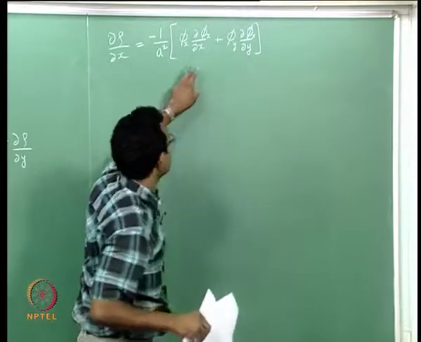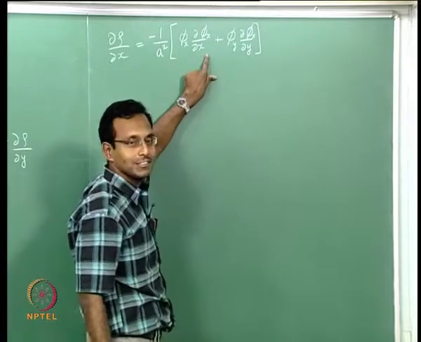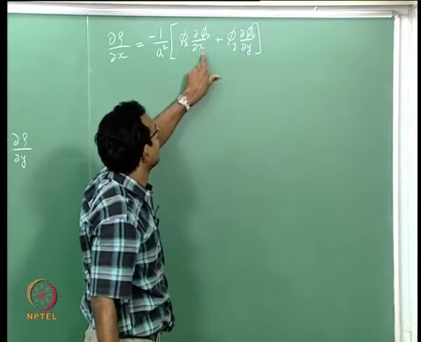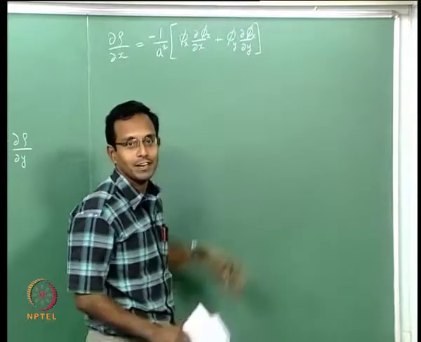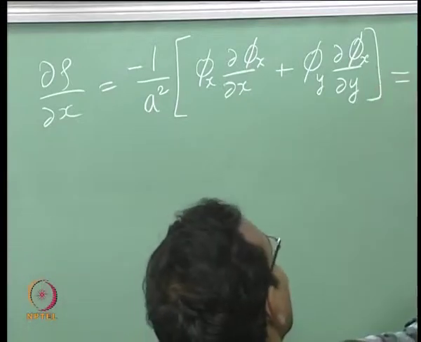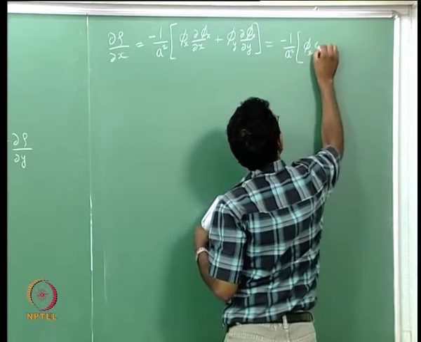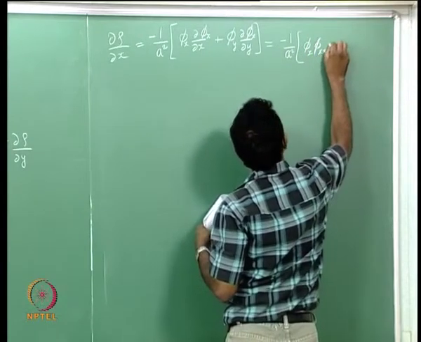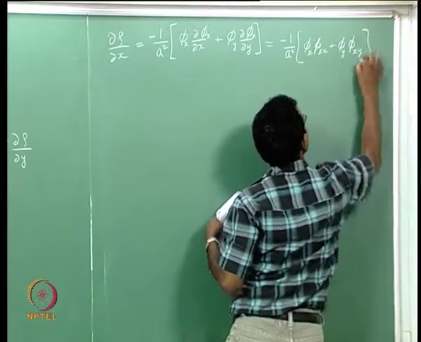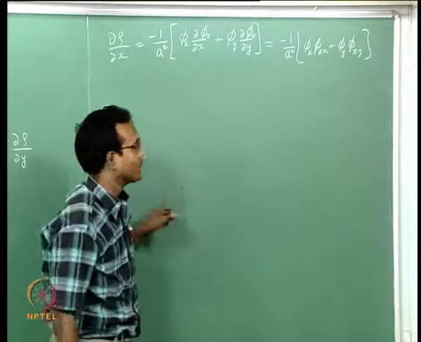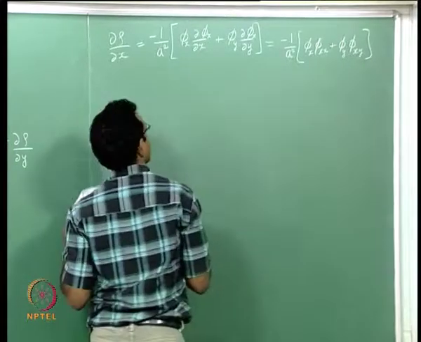This is what I am having, which now I will introduce more convention. If I put one more subscript there, I will make this phi xx, which means I am taking the derivative with respect to x twice, and here I will make this phi xy, I am taking the derivative once with x, once with y. So I will write this as minus 1 by a square, phi x phi xx plus phi y phi xy, so that the expression looks simpler. It looks simple enough to handle. We are going to get into very complex expressions, so we want simpler notations like this.